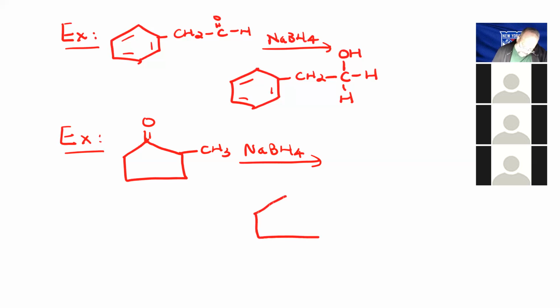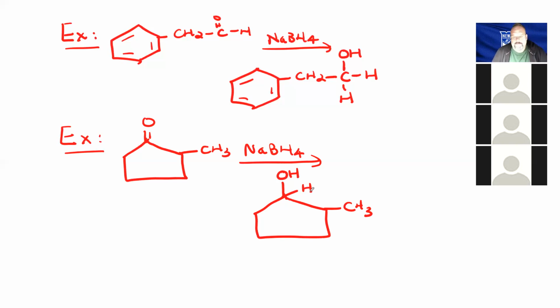Everything stays the same. So the ring doesn't magically open up. The CH3 group is still attached to the upper right ring carbon. Everything is going to stay the same except for around the C double bond O group. The double bond between the carbon and the oxygen is going to become a single bond. And then I'm going to add 2 hydrogens, one to the oxygen, the other to the oxygen-bearing carbon.